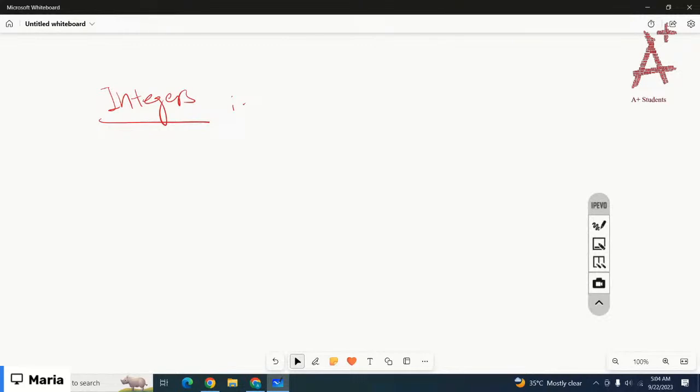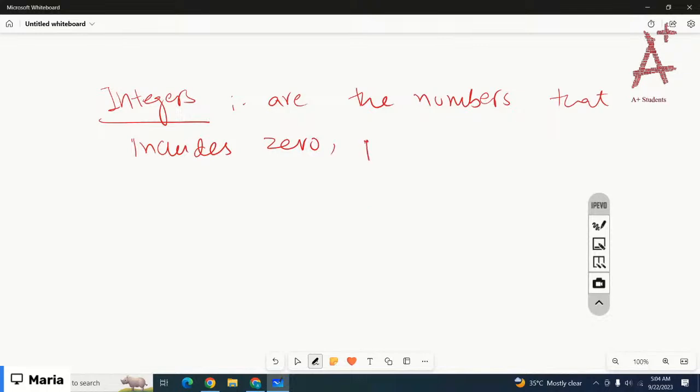You can note down the definition of the integers. I'm going to write it on the board. Integers are the numbers that include zero, positive numbers and negative numbers, right?